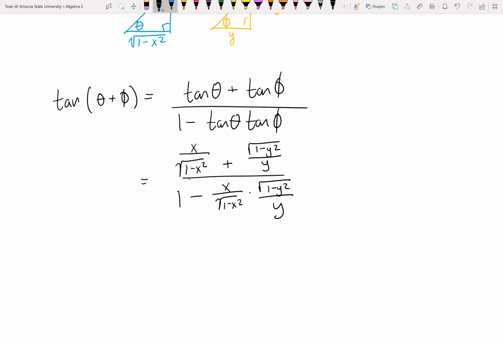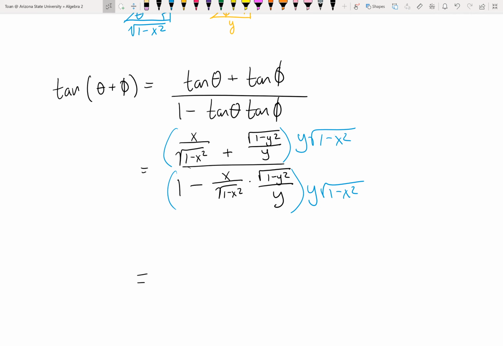The way I like to do it is by clearing the fraction. So I'm going to multiply the entire numerator and then the entire denominator by the LCD. Hopefully we can see that the LCD are just these two pieces put together, right? Because they're the same. They're the common factors. So the LCD is simply y times the square root of 1 minus x squared. So if we were to multiply that guy out to the first term, the radical 1 minus x squared would cancel, leaving us with x times y.